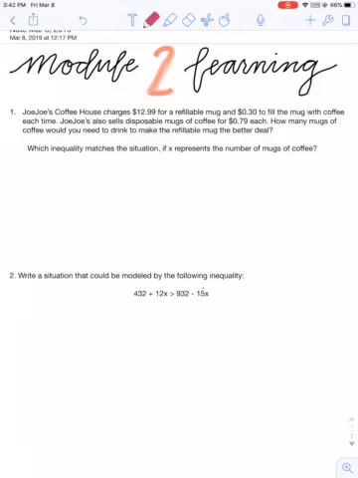Alright guys, this is your learning piece for Module 2. We're going to work through two problems. The first one gives you the situation and you are creating the inequality. And the second one is the opposite. So you're given the inequality and you're asked to create a situation.